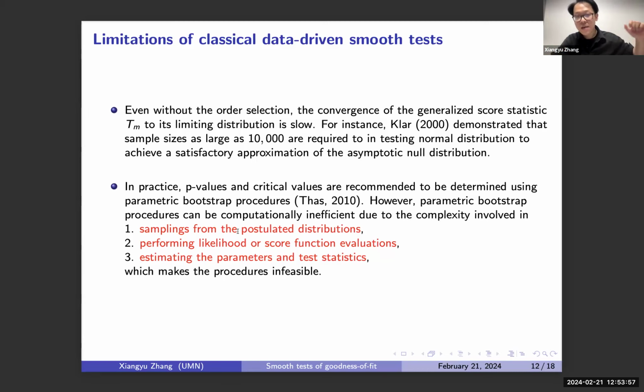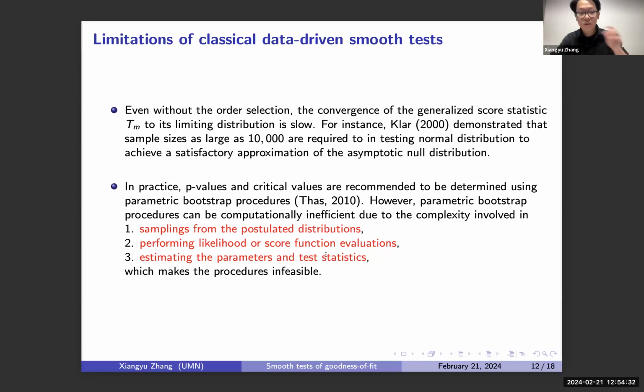Because for the bootstrap, you need to sample from the postulated distributions, right? If your postulated distribution is very complicated, like in another of our projects, some stochastic gravitational wave background models, that model is very complicated. It's very difficult to sample from it. And sometimes it's even very difficult to get your likelihood or score function evaluations. This is a problem. And also, if you contain unknown parameters, you need to estimate those parameters and test statistics.